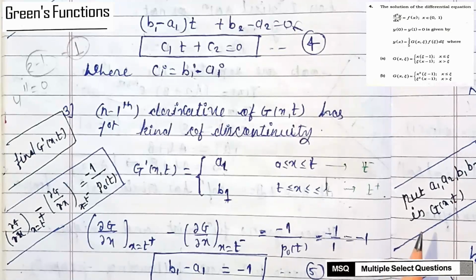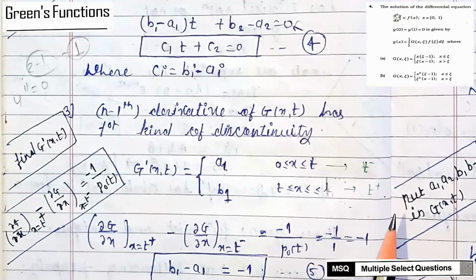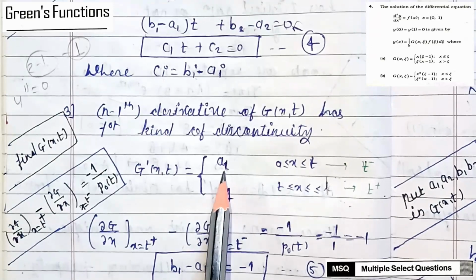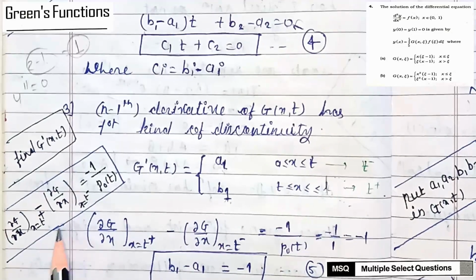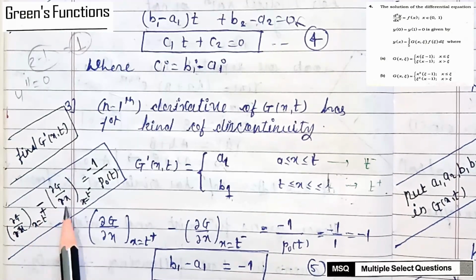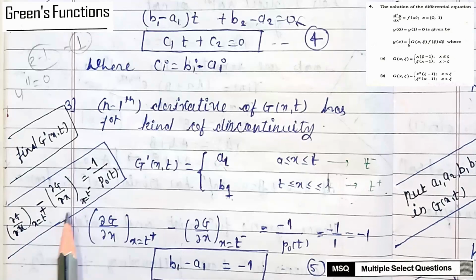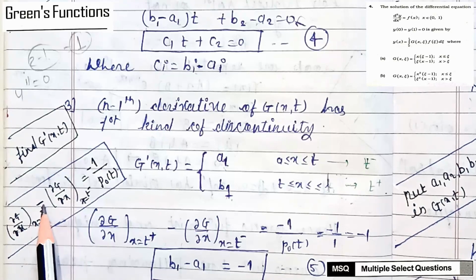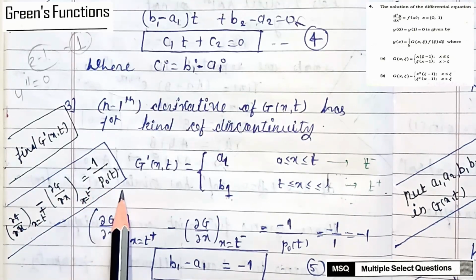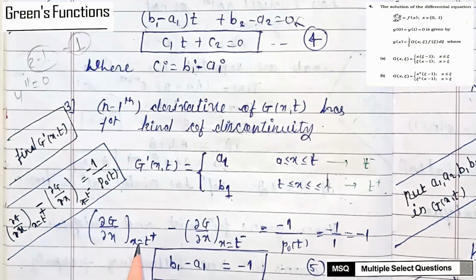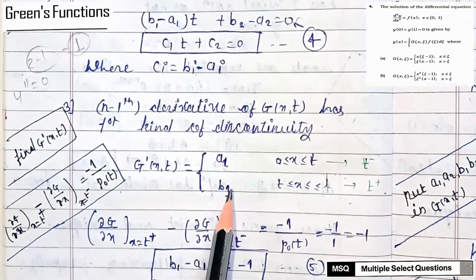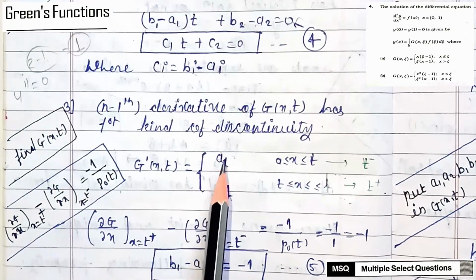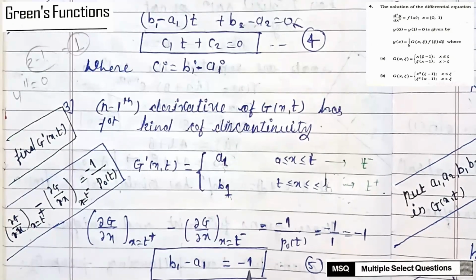Then we take the subtraction of g(x,t) at x = t plus minus g(x,t) at x = t minus, which is equal to −1/p0(t). This is the third condition which we define in our Green's function, and these are the conditions you need to remember. So dg/dx at x = t plus minus dg/dx at x = t minus is equal to −1/p0(t). For plus you get b1, for minus you get a1, because the smaller value always goes to minus. So a1 here, b1 here, equal to −1/p0(t).